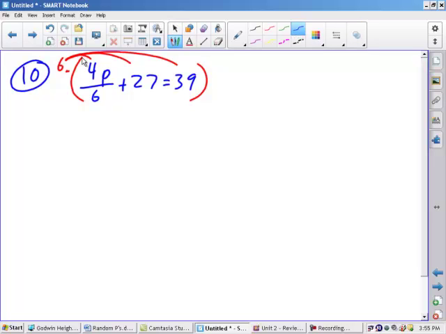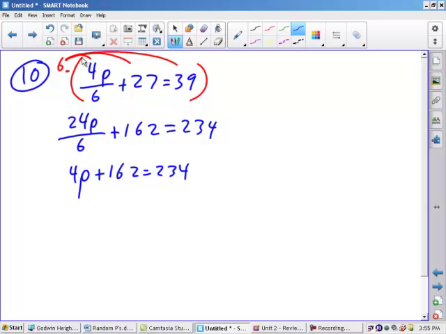When I do that, I multiply 6 times 4p, which gives me 24p. Leave the bottom the same, which is 6. 6 times 27 will then give me 162. And then 6 times 39 will give me 234. And then if I take 24 divided by 6, I'll actually eliminate that fraction, giving me 4p. Leave the rest there. And then again, solve yourself a two-step equation. And I'll save you the time. If you solve the last two steps, you will get for this one p equals 18.